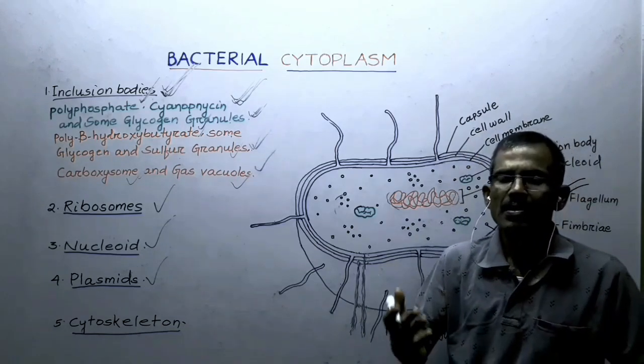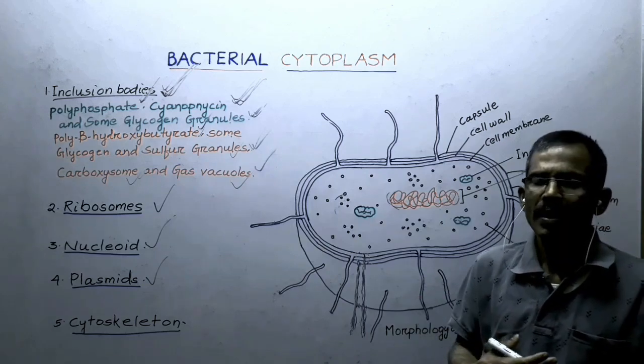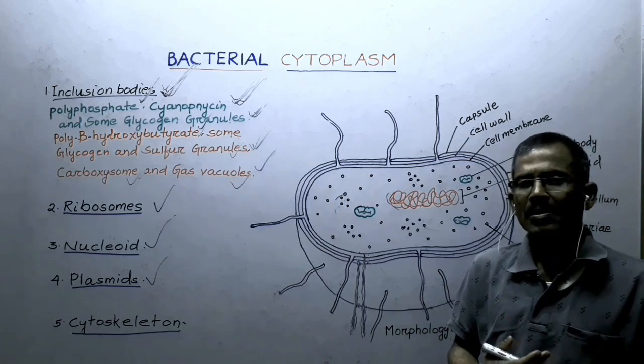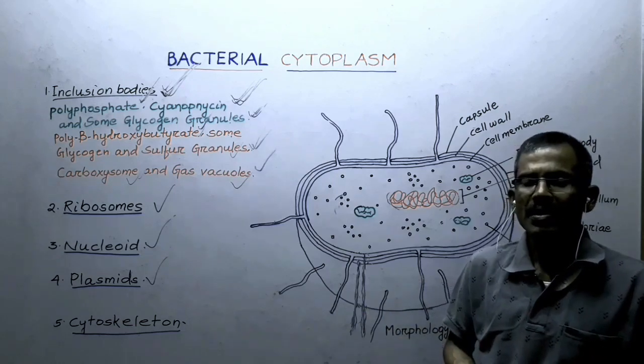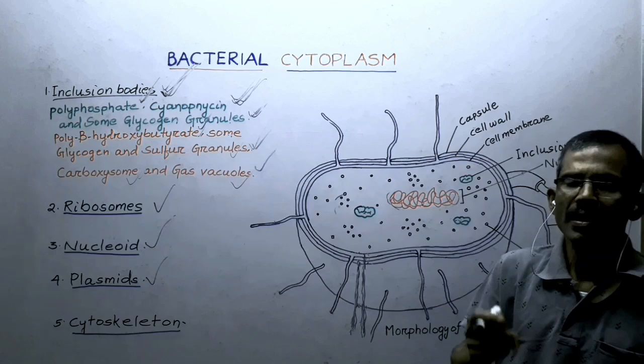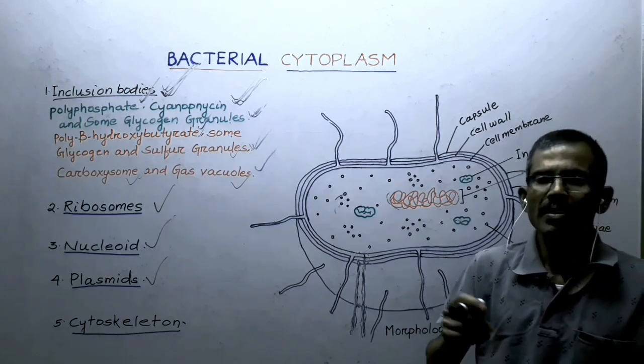They are cyanophycin granules and carboxysomes. Cyanophycin granules are composed of large polypeptides which contain approximately equal amounts of arginine and aspartic acid.